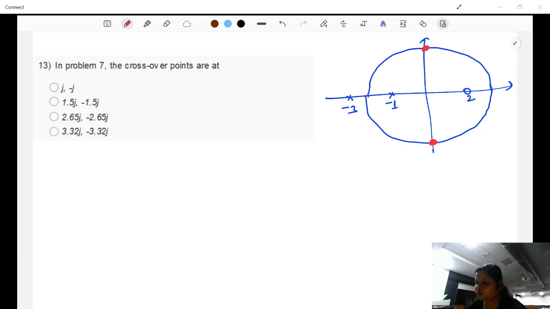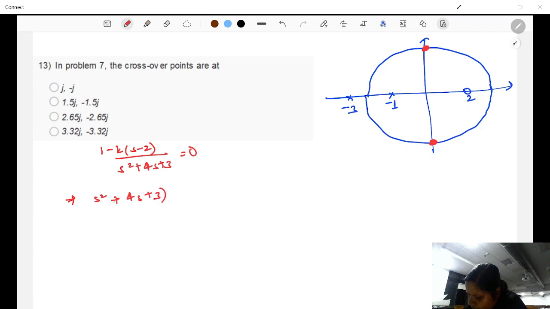If you want to find it out, what do we do here? We write the characteristic equation first. So it is 1 minus k into s minus 2 upon s square plus 4s plus 3 is equal to 0. Then you put it in the form of the characteristic equation. It would be s square plus 4s plus 3 minus k into s minus 2 is equal to 0. Now, because we want to find out what the point of intersection is. S minus 2, madam. Sorry? S minus 2, madam. S square plus 4s plus 3 minus k into s minus 2, right?